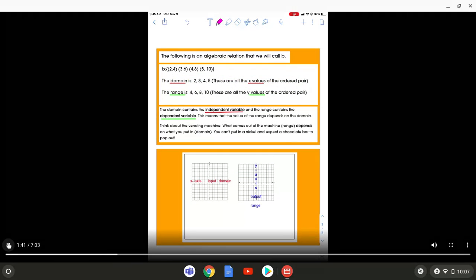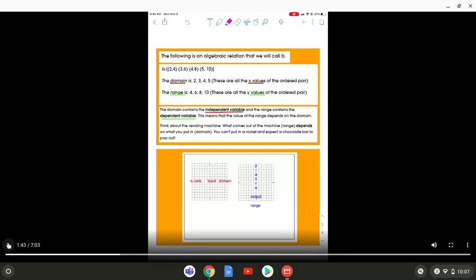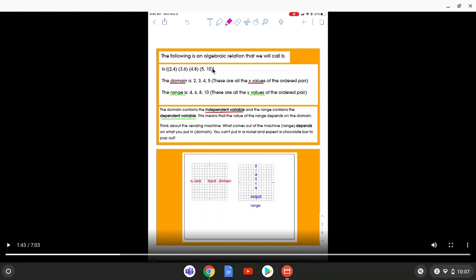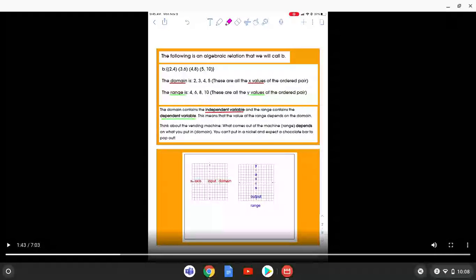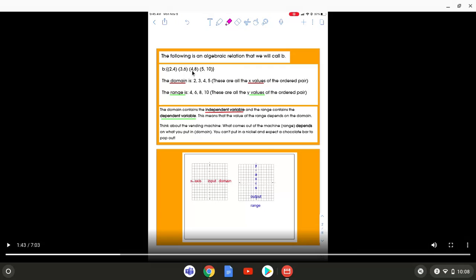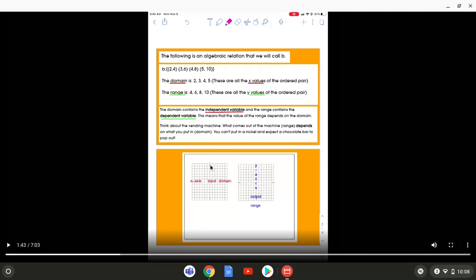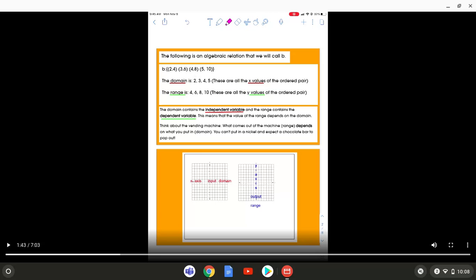So here's a relation that we're going to just call B. Here we've got 4 different ordered pairs. In this case, our domain is 2, 3, 4, and 5, the 4 numbers that all came first in their ordered pair. Those are the x values. Those are your domain. And then the range is 4, 6, 8, and 10, or all the y values in those ordered pairs. So we have the domain and the range.